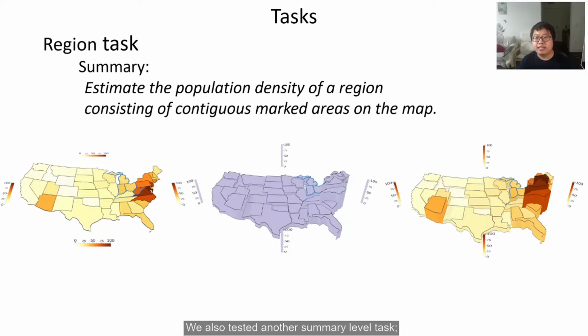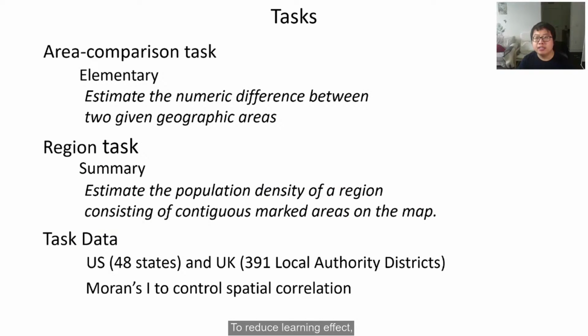We also tested another summary level task. We asked our participants to estimate the population density of a few contiguous areas. Again, we asked our participants to provide us a numerical result. To reduce learning effect, we used different data for each trial. To ensure the generated data reflect real-world patterns, we controlled the Moran's I of each data.